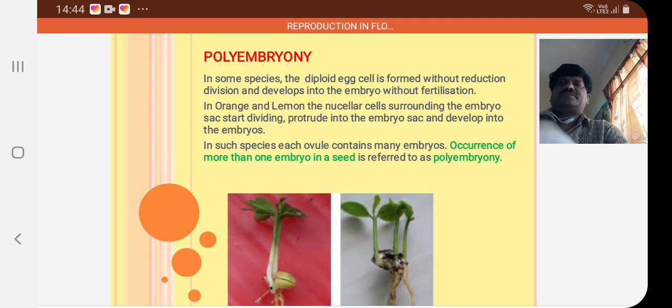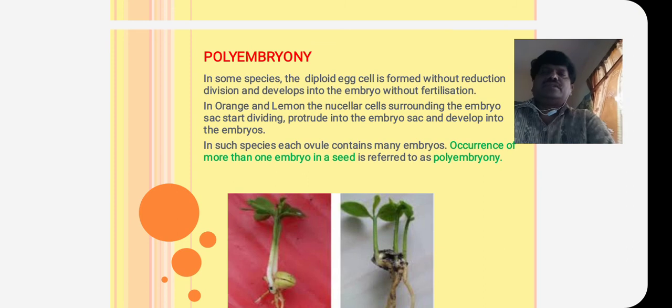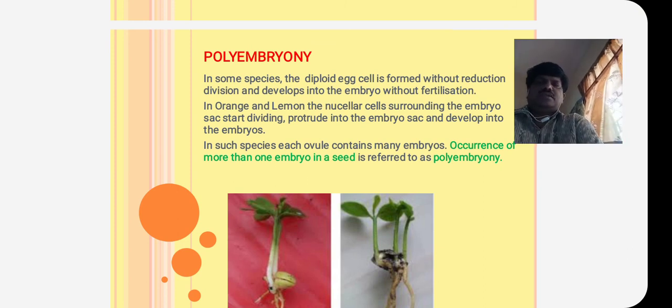And the last one, polyembryony. So we all know that inside one ovule we can find one egg, and this egg is fertilized to form the zygote, and the zygote further forms the embryo. So basically we can find in one seed one embryo. But sometimes what happens, the nucellar cells that you can find below the integuments can develop into many embryo sacs, and they develop into embryos.